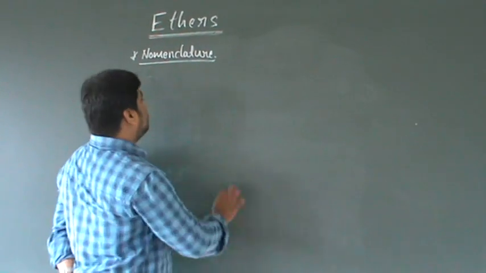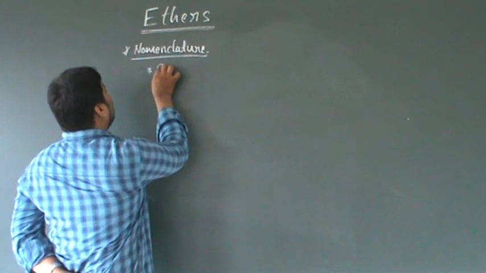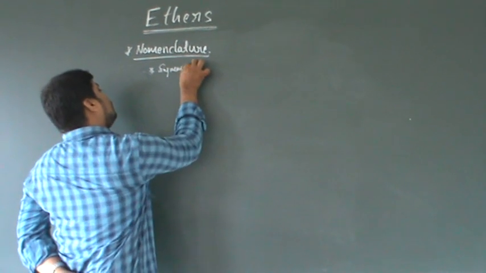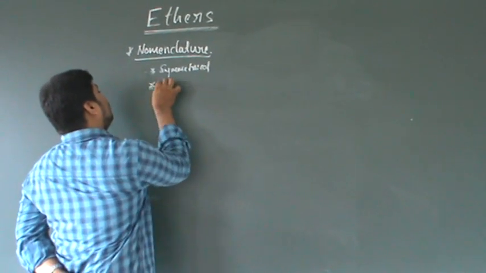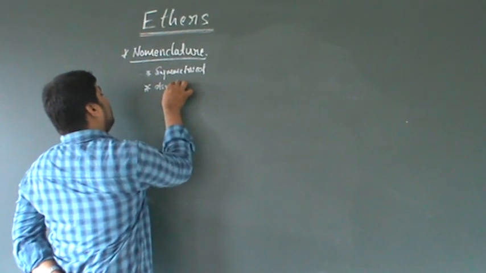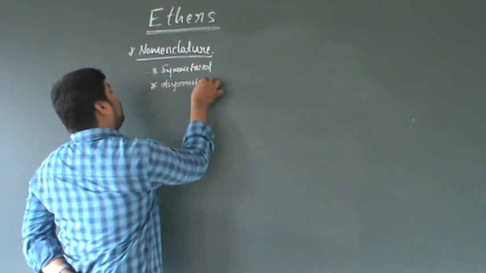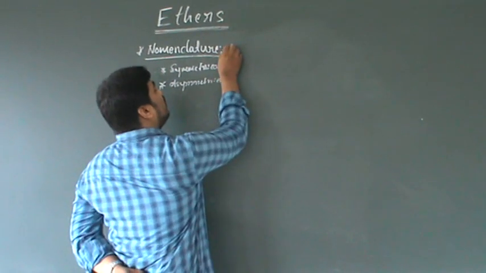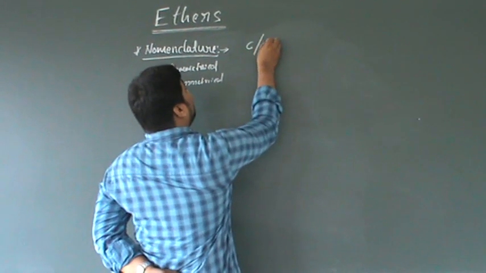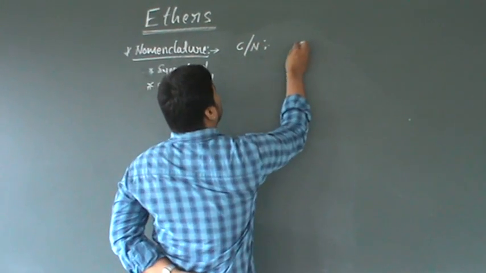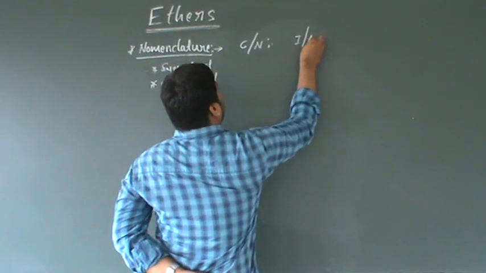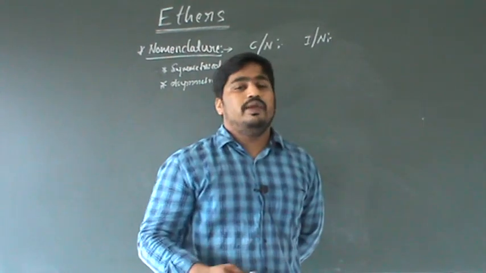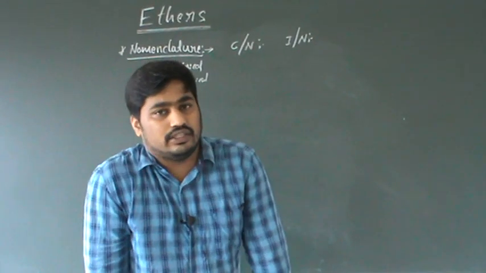Under nomenclature, we should remember the nature of the ethers. The type is symmetrical. One is a symmetrical type of ether, another one is an asymmetrical type of ether. Then, what are the important things we should remember during the nomenclature? There are two types of nomenclature. One is the common naming system and another one is IUPAC nomenclature. Both types of naming are important in the case of ethers.